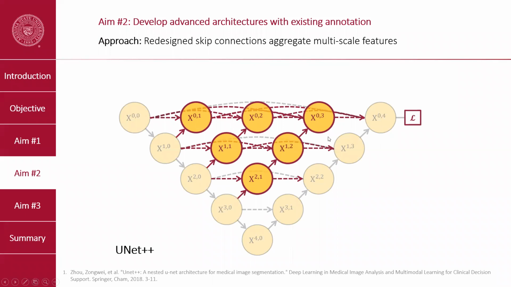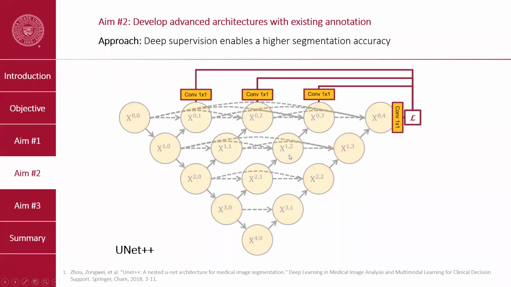because it offered two notable innovations. The first innovation is redesigning the skip connection to encourage a different level of image feature aggregation. And the second innovation is introducing deep supervision. In contrast to the original UNet architecture, UNet++ provides additional supervision for every level of image feature, so it achieves higher segmentation accuracy.